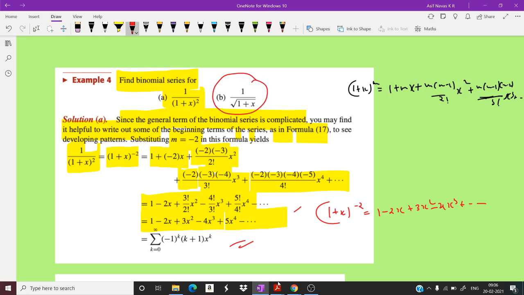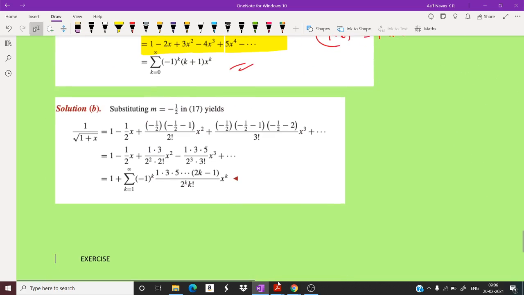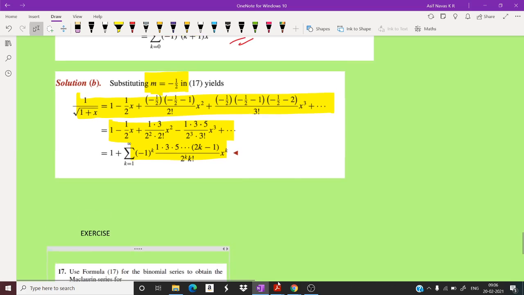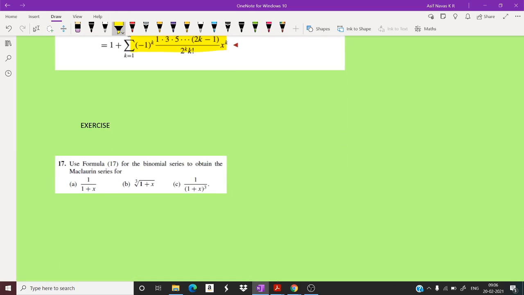Similarly, you can find this series. You just apply m equal to minus 1 by 2. If I substitute in the equation, we will get the series expansion like this. So these are your exercise problems. Do these problems and submit them in Google Classroom. I will send you these questions in your WhatsApp group.